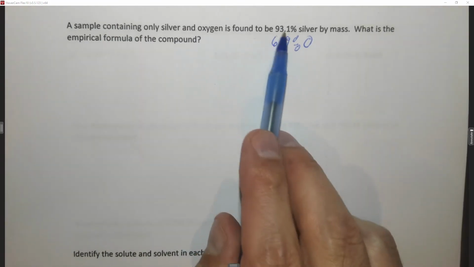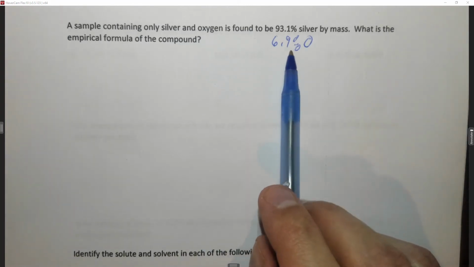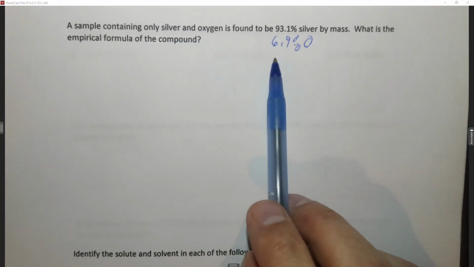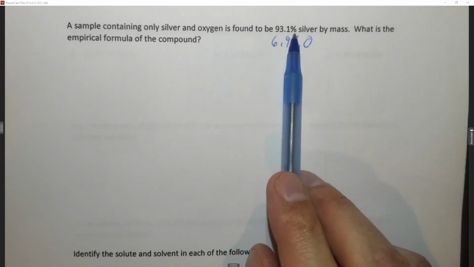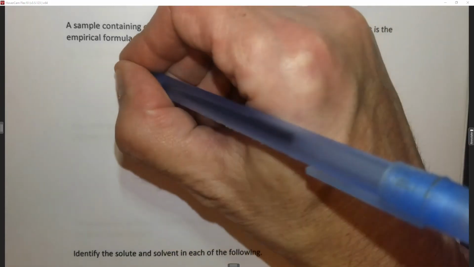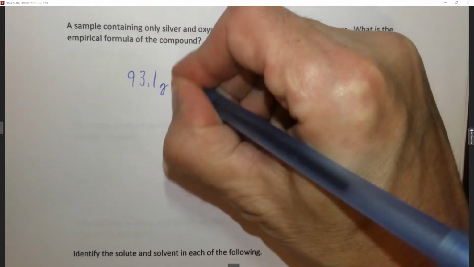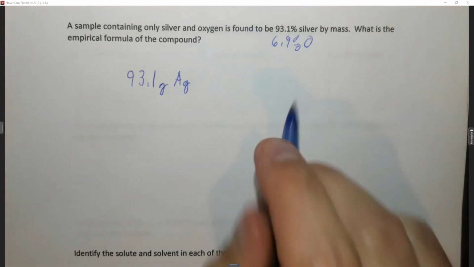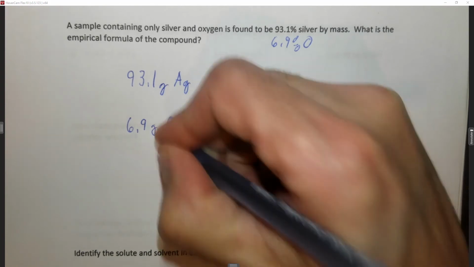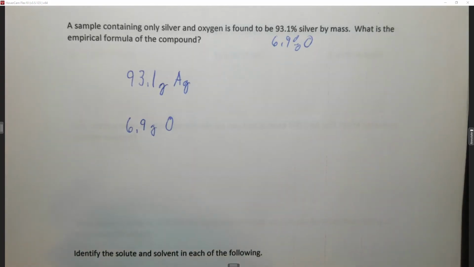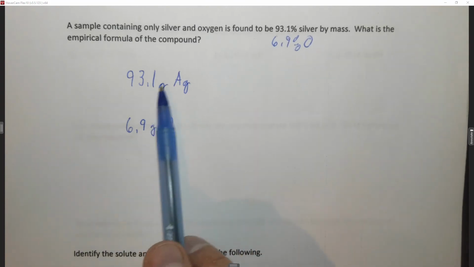But there's no good way to convert percentages to moles. So what we need to do is assume that we have 100 grams of this compound. Why? Because if we have 100 grams of this compound and it's 93.1% silver, it would be 93.1 of those 100 grams are silver, which happens to be Ag. And 6.9 of those 100 grams would be oxygen. Okay, so we're basically assuming that there's 100 grams, and then we can just read the percentages as grams.